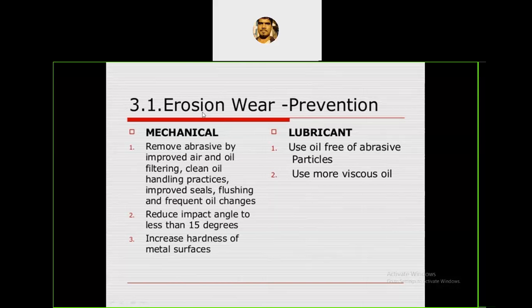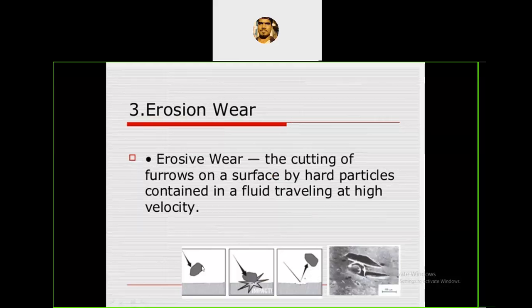And how do we prevent this erosion wear? That is by removing those hard particles in the fluid, by filtering or cleaning, and keeping it free from any foreign particles. That is one thing. Second thing, reduce the impact angle to less than 50 degrees. Impact angle means this angle, the hitting angle. So we have to reduce this angle to less than 50 degrees. It won't cause much indentation. If the angle is increased, it will damage more.